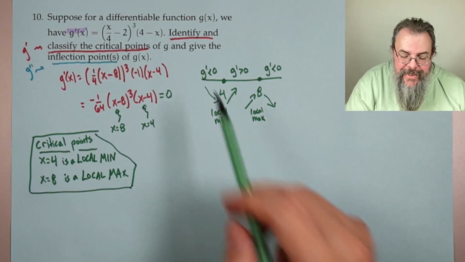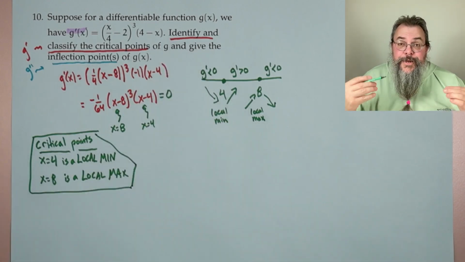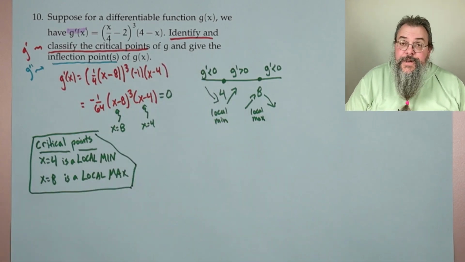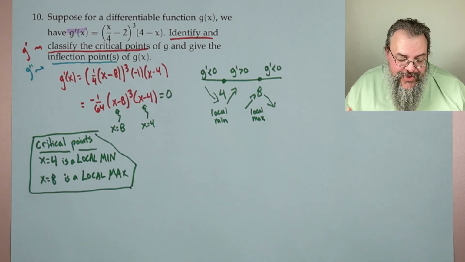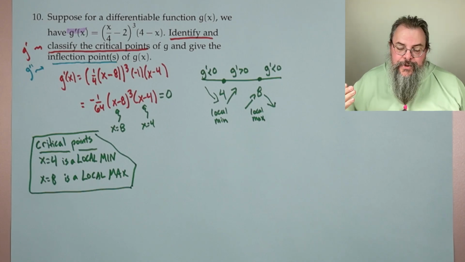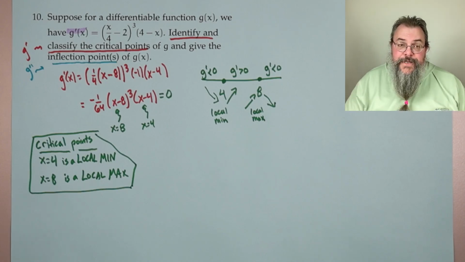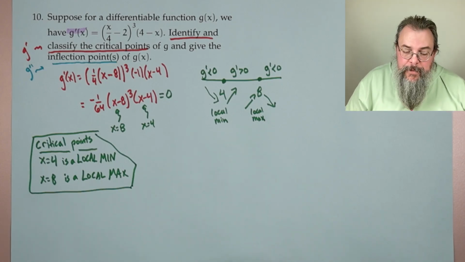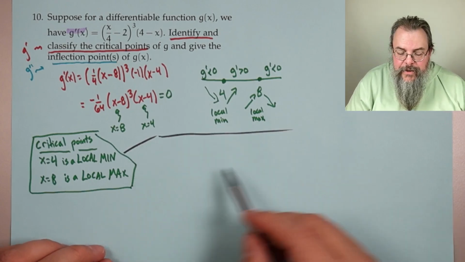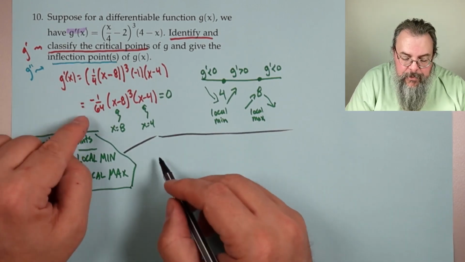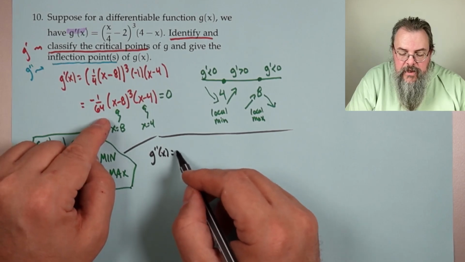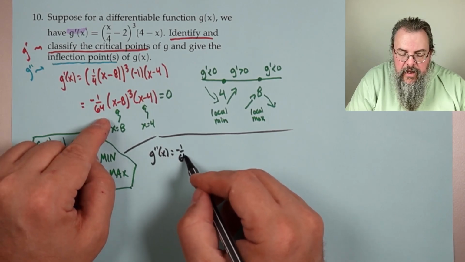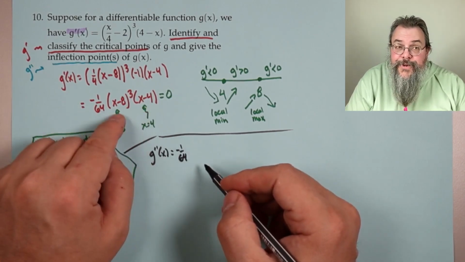We've now done identify and classify the critical points using G prime, and they gave us G prime. But now the inflection points. Okay, so where do we get inflection points from? G double prime. All right, well, so we should find G double prime. So G double prime of x, we're going to take the derivative. We have our constant. And now it's a product of two things.